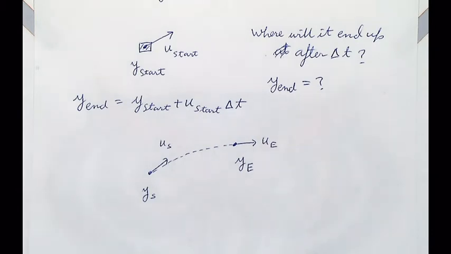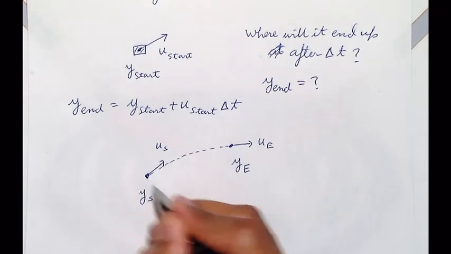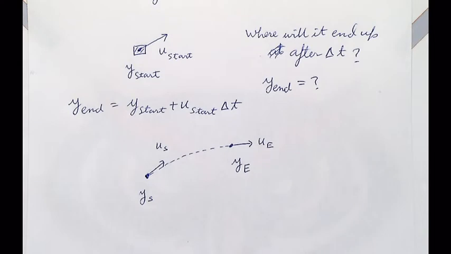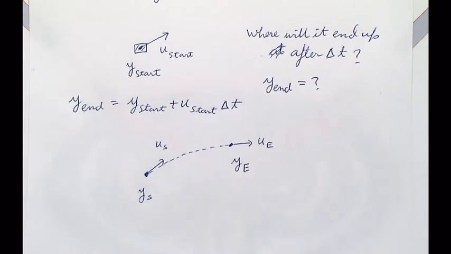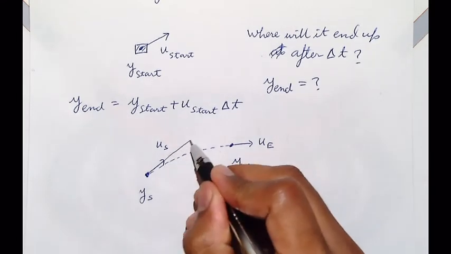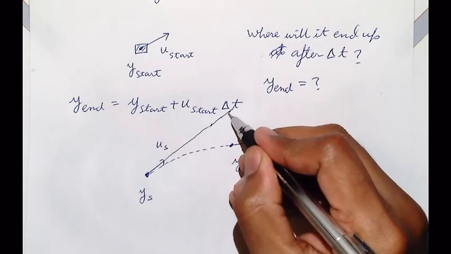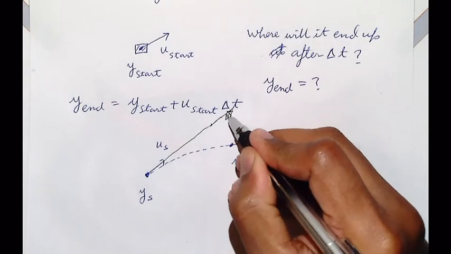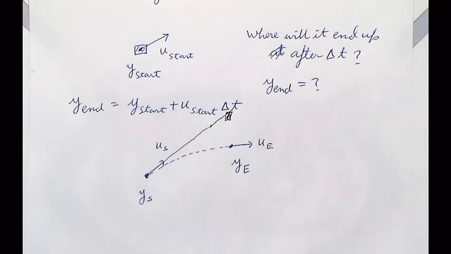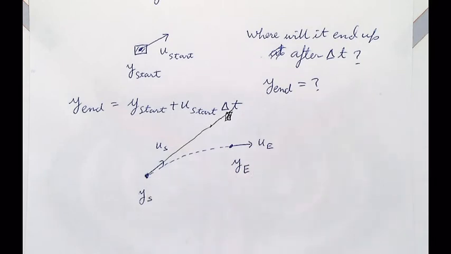Do you see a problem with our approximation here? U is changing. U is changing along the path in time. So if we use this approximation, we will end up somewhere over, let's say, here. And that's a huge error in where I should be.